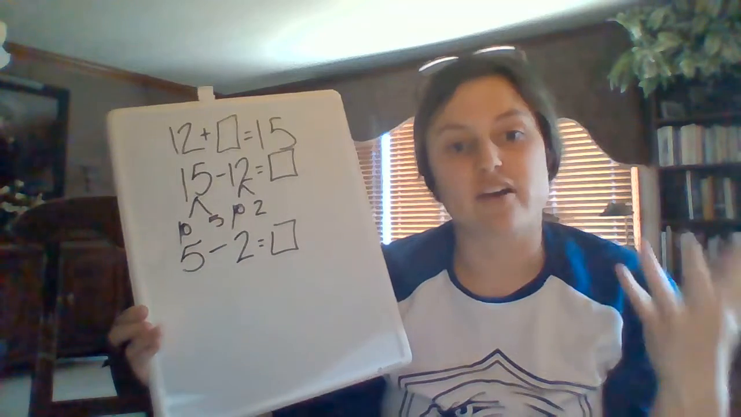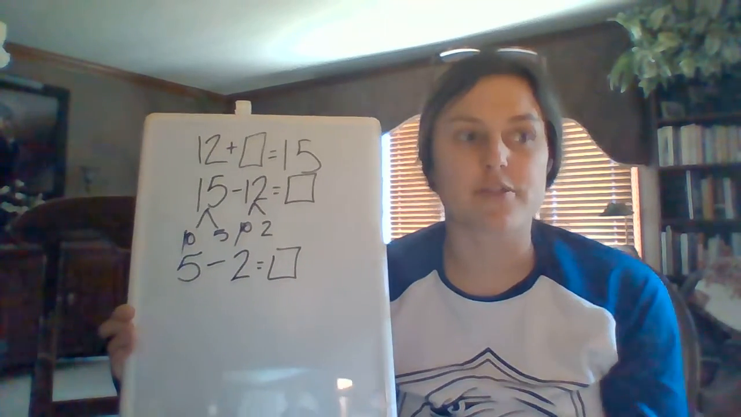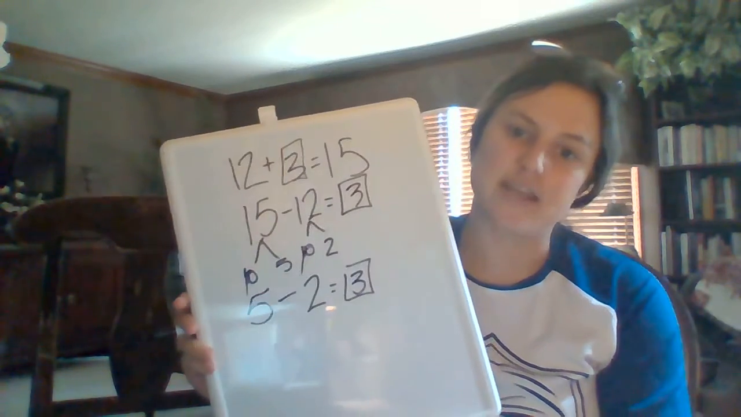If not, I could start at 5 and I could count back 2. So I could go 5, 4, 3, and there would be my answer. It's 3. So I can fill in all of my mystery boxes. 12 plus 3 equals 15. 15 minus 12 equals 3. This is my drawing, my work. And then I need to write my statement.